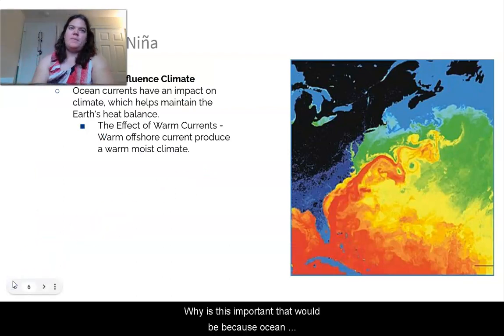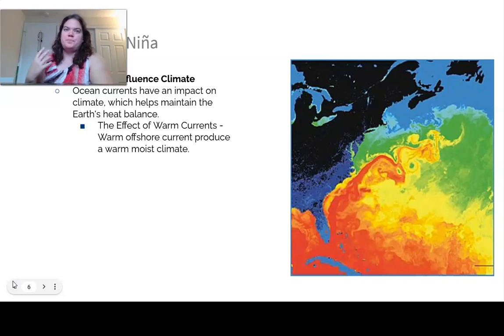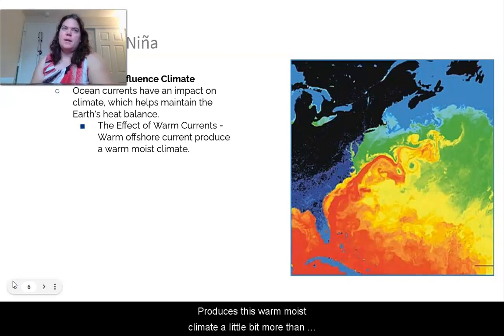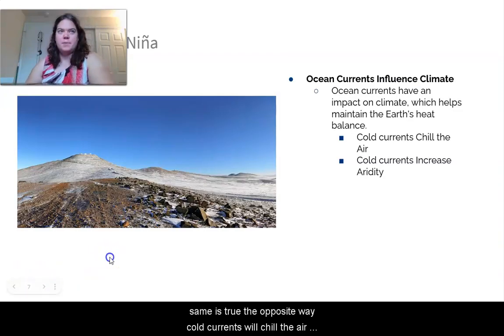Now, why is this important? That would be because ocean currents actually have a big impact on climate. Besides what I've already told you with that heat balance, it also affects the local area as well. So a warm current produces a warm, moist climate a little bit more than usual because of that nearby water source. And then the same is true the opposite way.